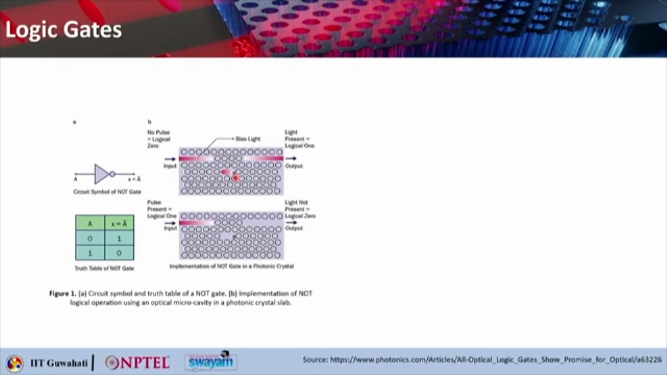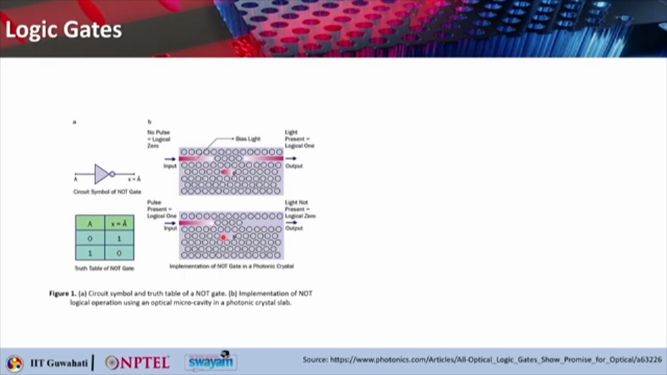It is very straightforward. Now when you send a bias light through this input waveguide, it is coupled to the optical cavity, and then it crosses over to reach the output waveguide, as the resonance wavelength of the cavity is same as that of the input light. Now when a laser pulse is also sent along with the bias light, because of the high intensity of the laser, the refractive index of the cavity medium is altered.